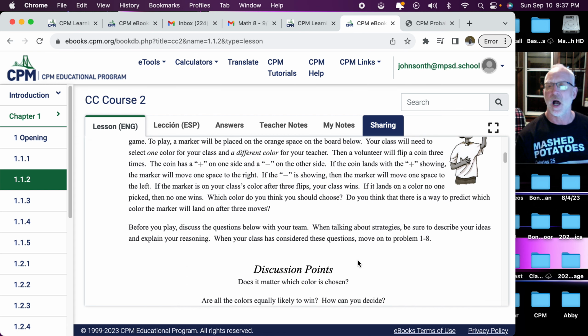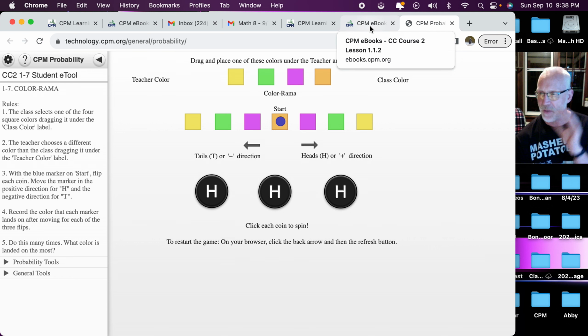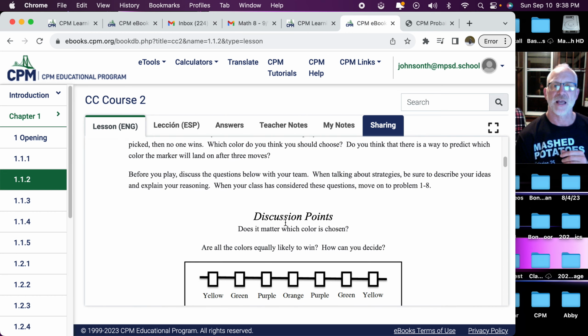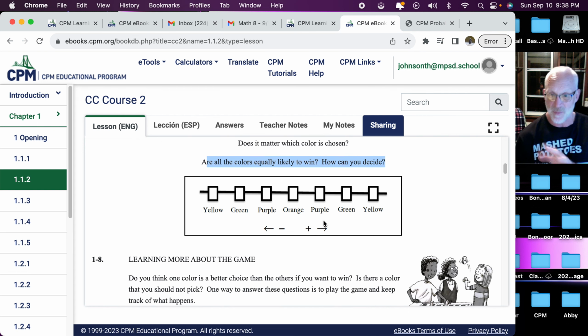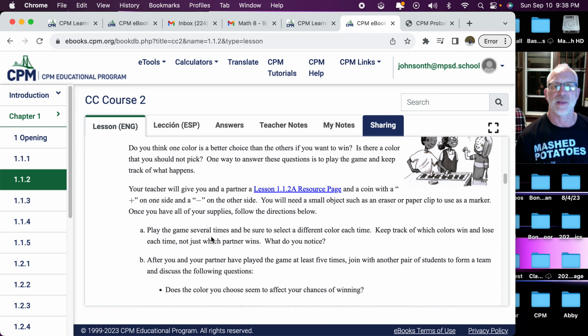So then we said, all right, we want you to think first for 1 minute. Think about the game. Take a look at it. Which color would you like to play as? And then when they went for a minute, we shared our ideas together. We asked, does it matter which color is chosen? Are all colors likely to win? How can you decide? And then we passed these out. The kids worked together and played the games in their groups several times. Each person went 5 times in a row. They picked their colors, the other people picked their colors.